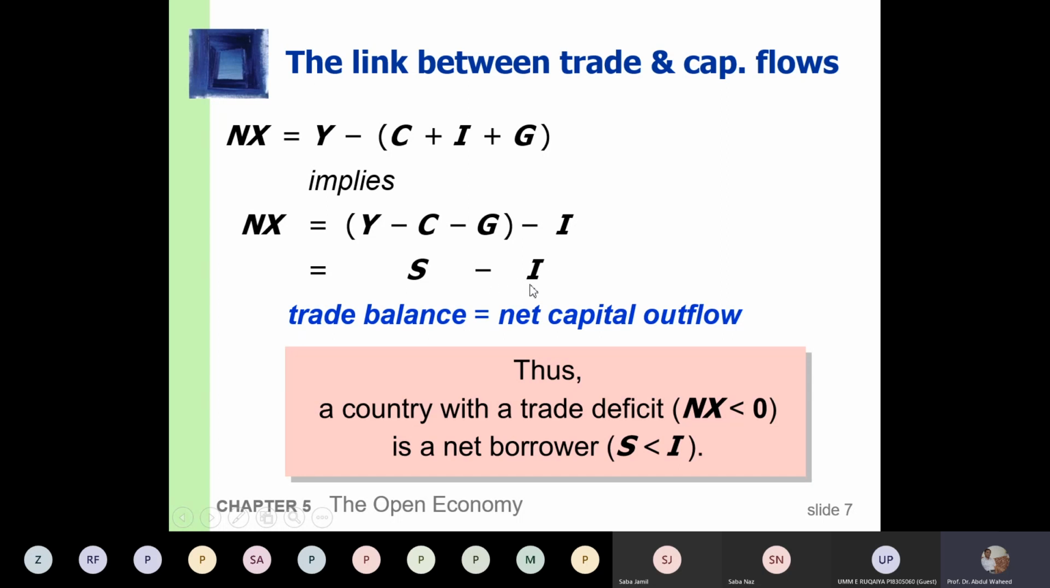So that's why in our case we have this situation. We are net borrower and our trade is in deficit. Okay, this is the situation. But in some other countries, their trade is in surplus and they are net lender. It's like Japan. Their trade is in surplus and they are net lender.